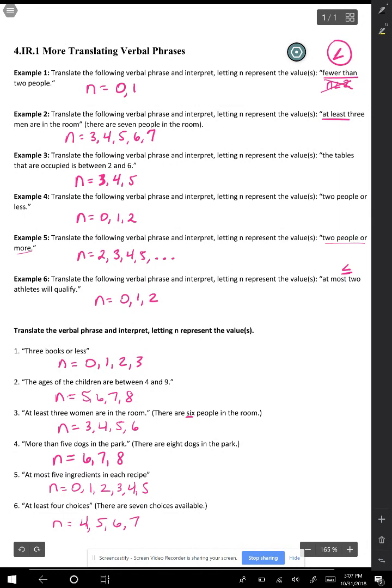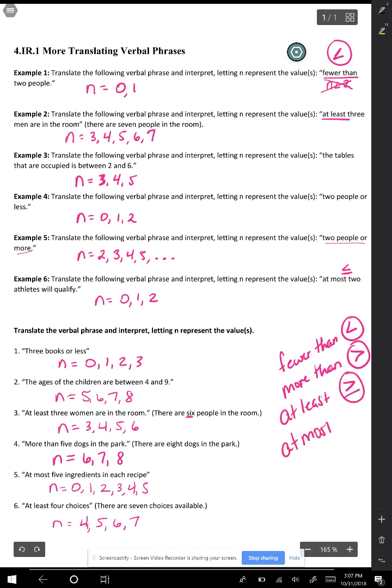So a couple of things you're going to be looking at. Fewer than, as already pointed out, means less than. More than obviously means greater than. At least means that number or more, so greater than or equal to. At most means that number or fewer, which would be less than or equal to. Those are just some of the key phrases you would look for to see if you're using the numbers above or below the given number, and whether or not you're including that number.